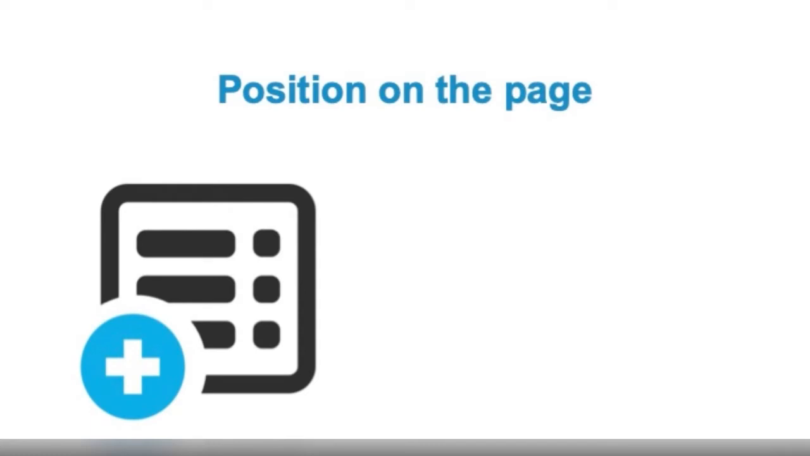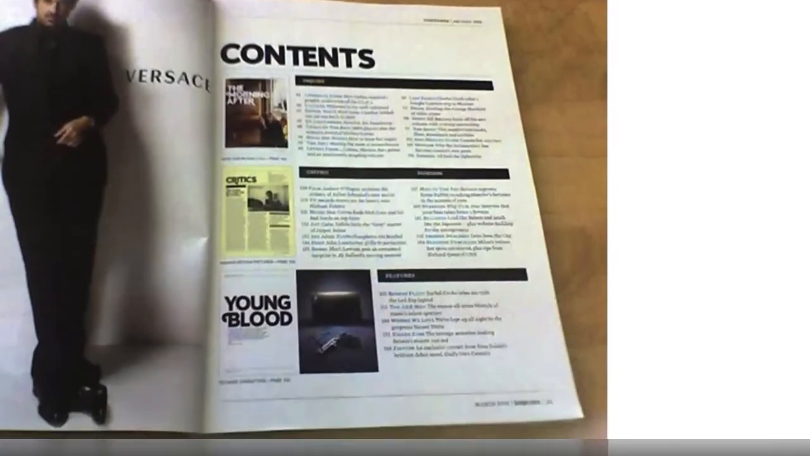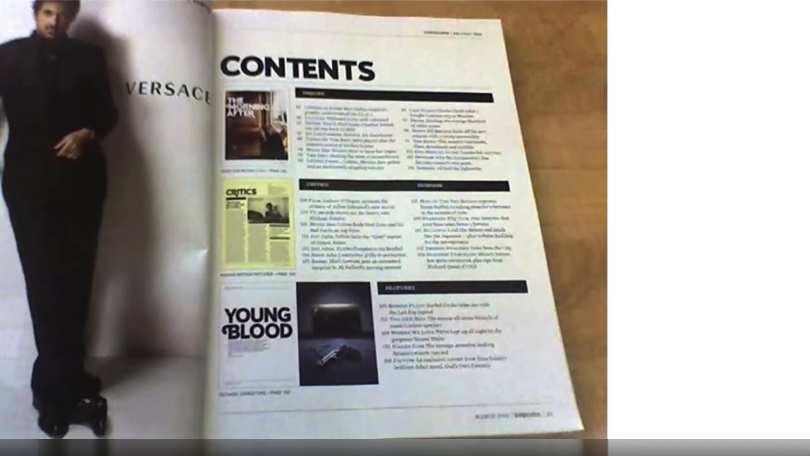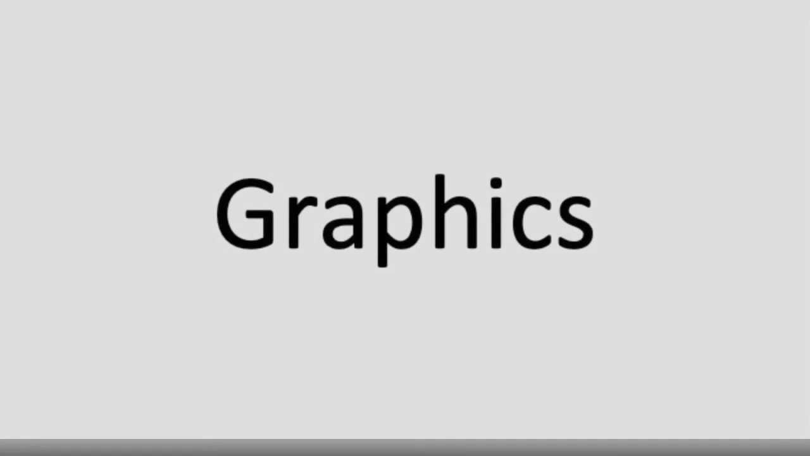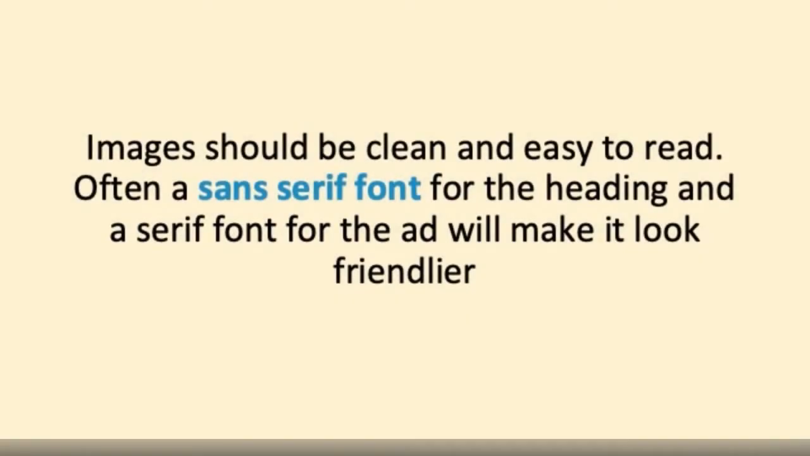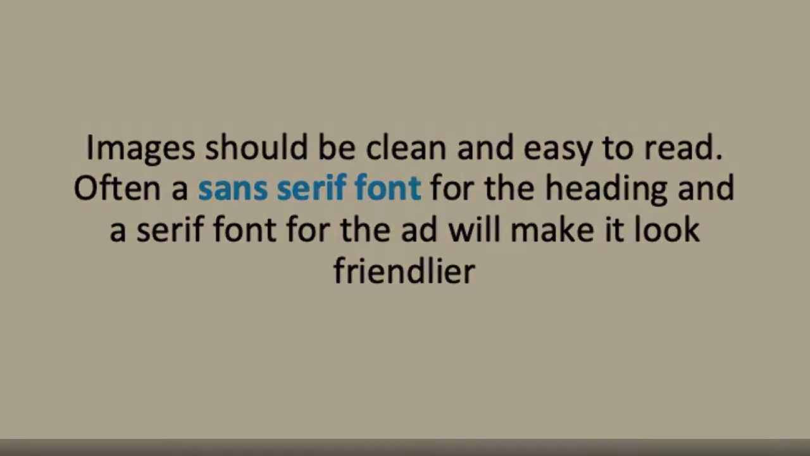Position on the page. This is good fodder for an argument. However, most researchers agree that the right-hand page of any newspaper or magazine is seen slightly more often than an advertisement on the left. Graphics. Images should be clean and easy to read. Often a sans serif font for the heading and a serif font for the ad will make it look friendlier. Try not to rely on your newspaper to choose the graphics. They will choose the one they used for everybody else's ad, and yours will not stand out.